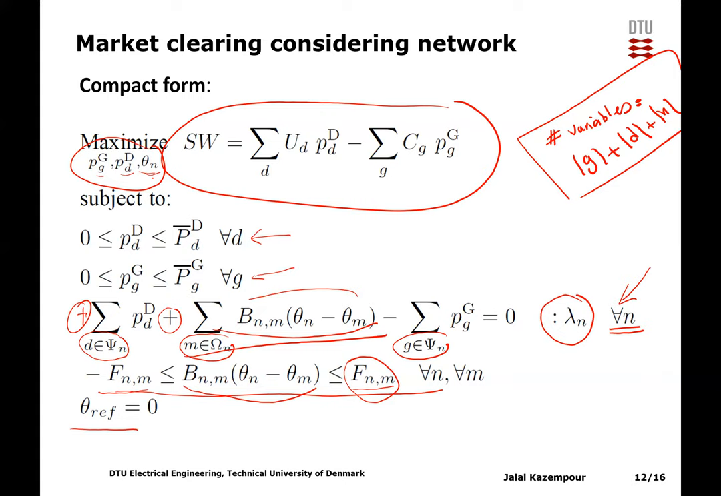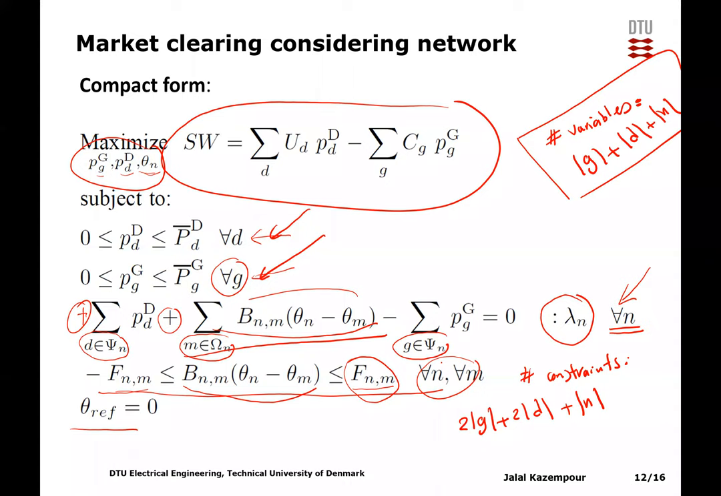So for each generator, there would be 2 constraints. Yeah, 2 constraints. Maximum and minimum. Yeah, for 2G. Each plus 2D. Plus 2D from here. What about the power balance constraints? There's 1 power balance constraint per node, so plus N. Yes. And then there are 2 constraints for each line.